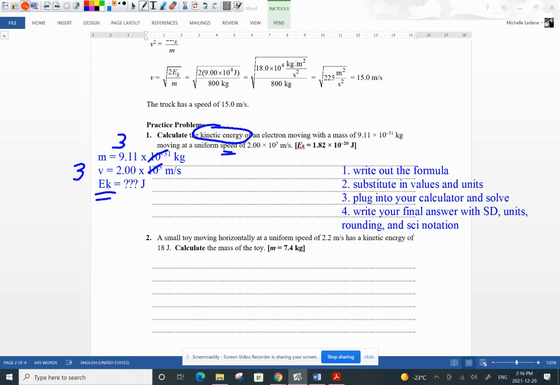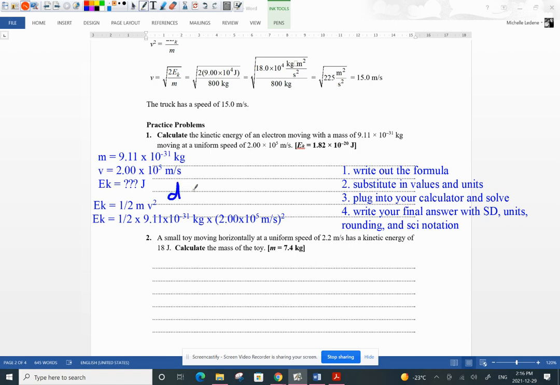We're going to find EK, and we will change our units to joules at the very end. That's not what we're going to get directly, but we know that energy is always in joules. Okay, so let's write out our formula. EK is 1/2 mv squared. You get marks for doing that. And again, this is in your data booklet if you forget where to look. And always, always, always write down your formula.